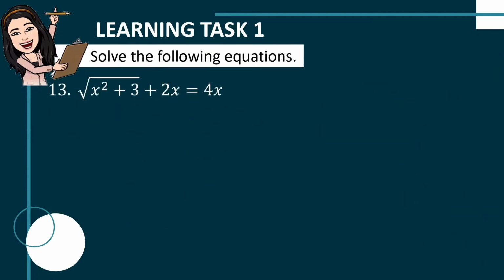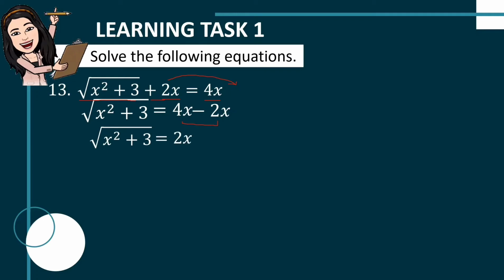Next, number 13. Our given is square root of x squared plus 3 plus 2x is equal to 4x. How many terms do we have? We have 1, 2, and 3. So here, which one do we transpose? Yes, we have positive 2x. We transpose it, so that would become negative 2x. Is that clear? Okay, now, combining similar terms, 4x minus 2x is equal to 2x.